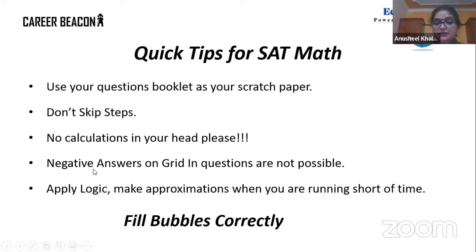And one more important tip: negative answers on grid-in questions are just not possible. You don't have a bubble for a negative answer, right? So in case you end up with a negative answer, that's a clue that you have gone wrong somewhere. You need to quickly check your calculations so that you can correct your answer, right? And apply logic, make approximations when you are running short of time. That is really important. And fill bubbles correctly. That's the most important thing, right?